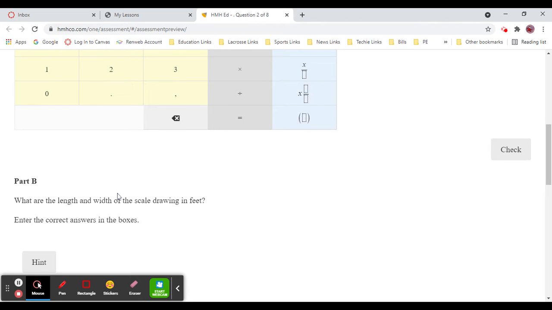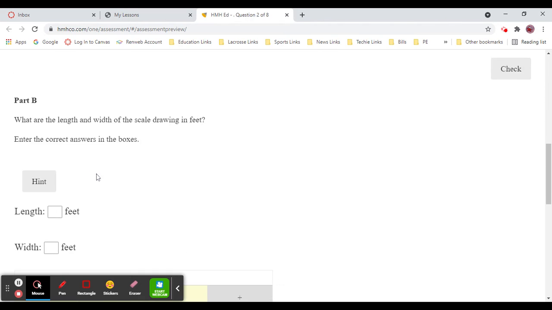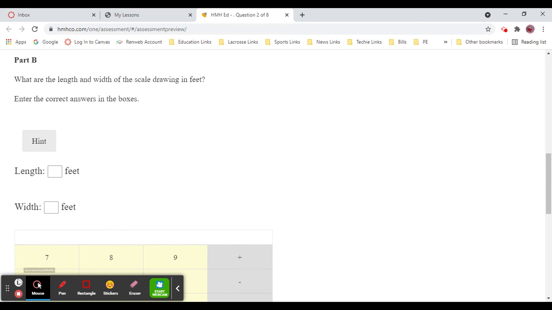Now, what are the length and width of the scale drawing? Okay. So let's find that out. All right. So it says that the mural is going to be 8 feet by 15 feet, right? So now I've got a length of 15 feet and a width of 8 feet, right? So I've got to find those scale drawings, right? So recall my length is 15. So basically I'm taking 15 and I'm dividing by 2.5.